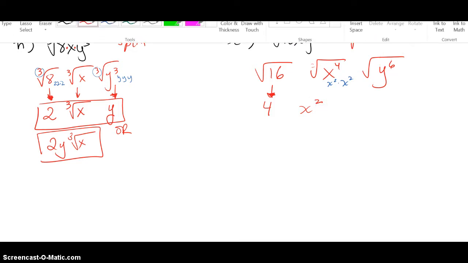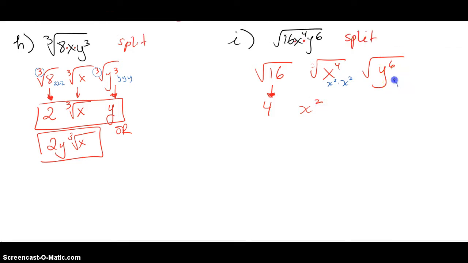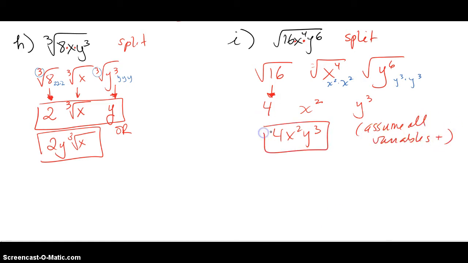And then for the last one, I can think of it as a y squared, or better yet, a y cubed times a y cubed, so that I have a repetition of 2 identical items, and for a square root, one of them pops out. So my final answer is 4x squared y cubed if it said assume all variables positive. Then I would be done.